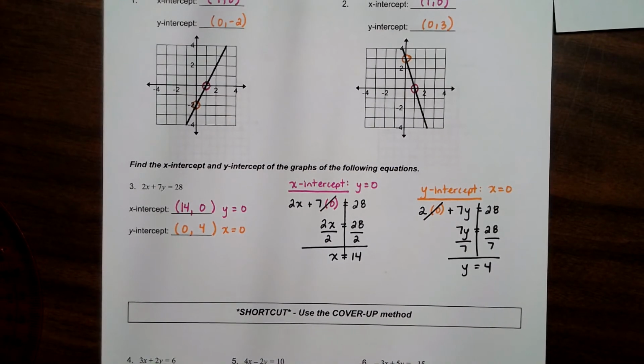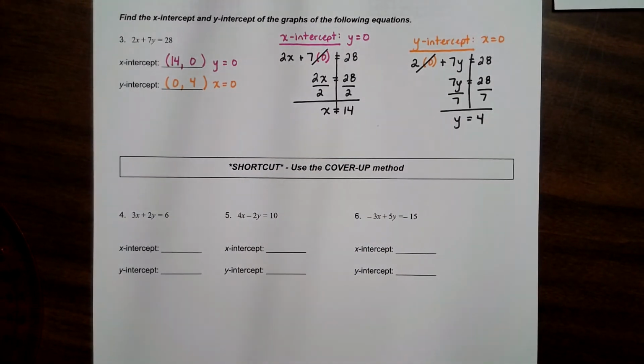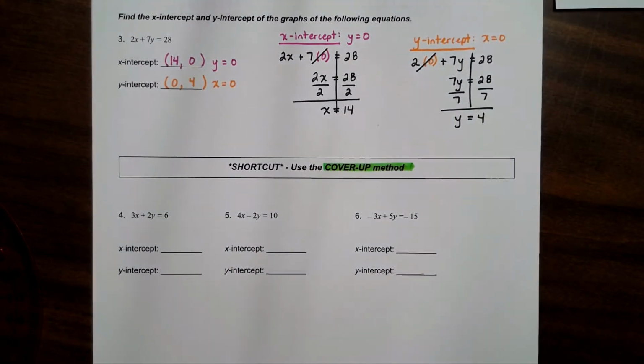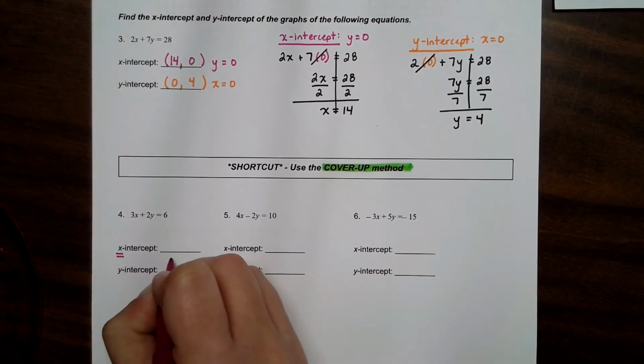Now, I would consider this kind of the long way of finding an x and y intercept, but we do have a shortcut. The shortcut is what I like to call the cover-up method. Now, for this shortcut to work, you're going to need to cover up part of the equation. So here's how we do this. If we look at problem 4 and we want to find the x-intercept, if you want to find the x, you cover up the y.